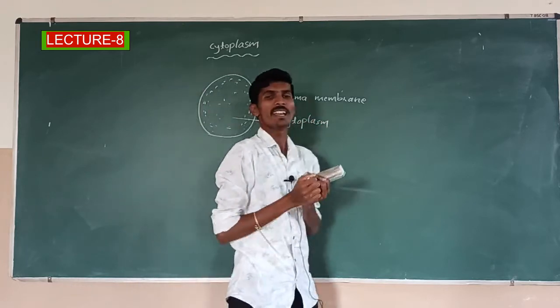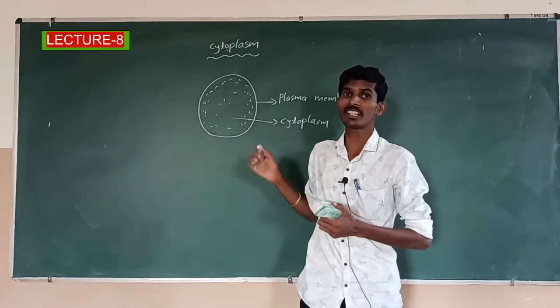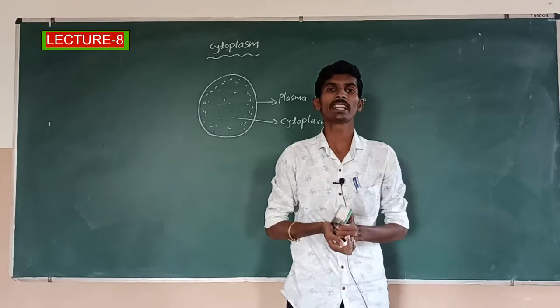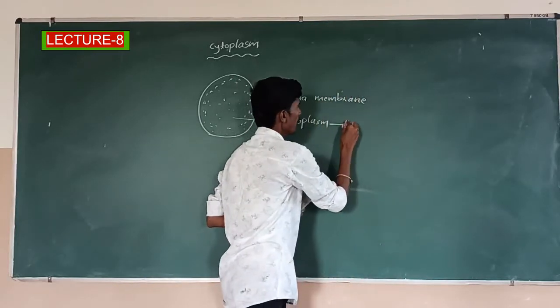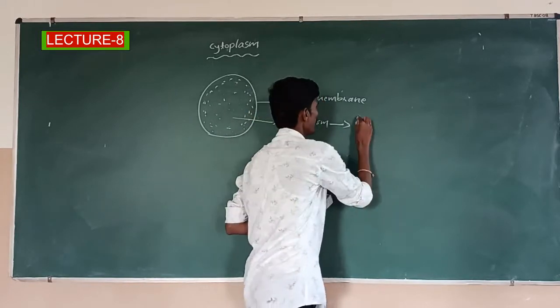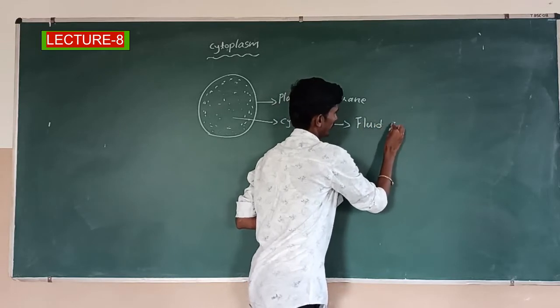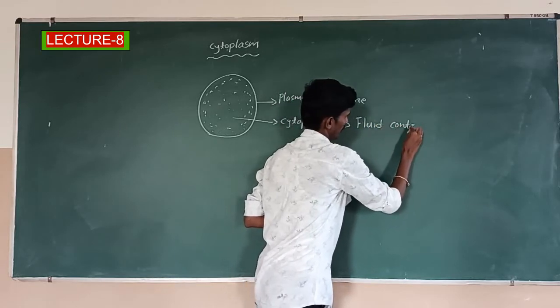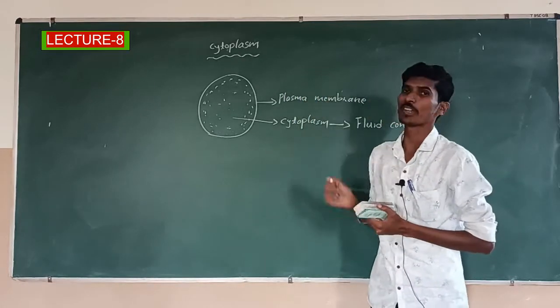What is the exact meaning of the cytoplasm? It is the fluid material contained in the cell. Cytoplasm is the fluid contained in the cell, fluid filled. The fluid content of the cell is called the cytoplasm.